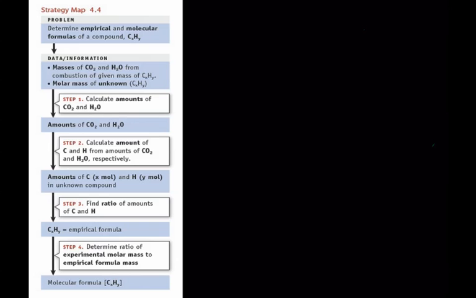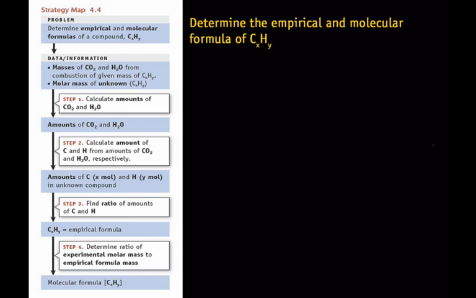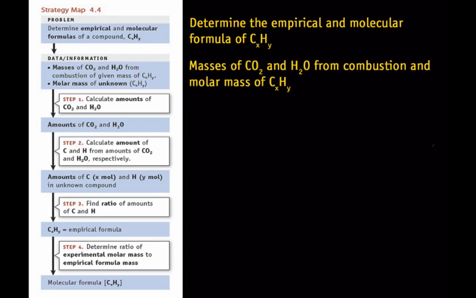This is the strategy map for example 4.4. In this problem, what we would like to do is determine the empirical and molecular formulas for CxHy, a simple hydrocarbon. And we do that by burning it and collecting the CO2 and water, as you saw in the video. And so we know the masses of CO2 and water, and we also know the molar mass of this compound, which we determined in a separate experiment.